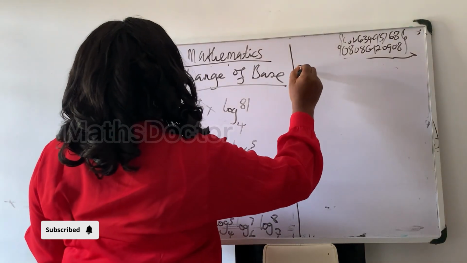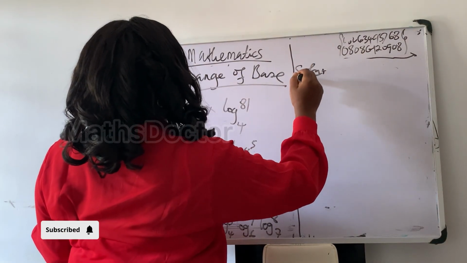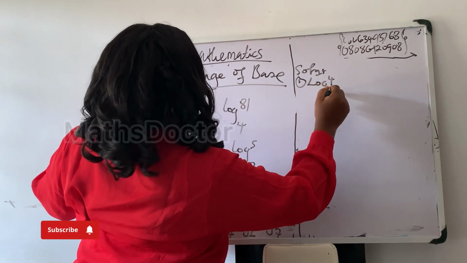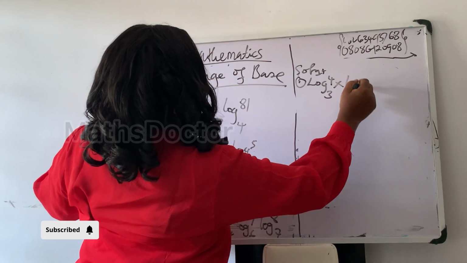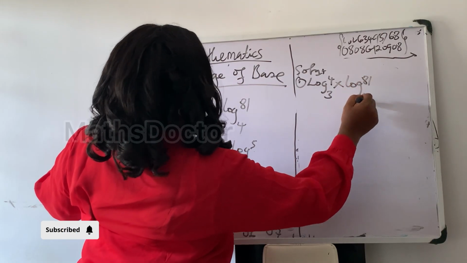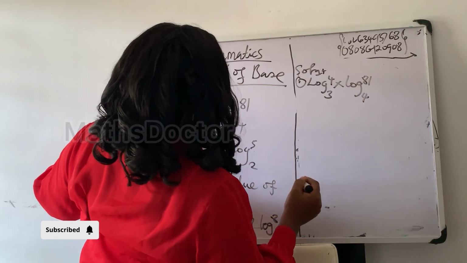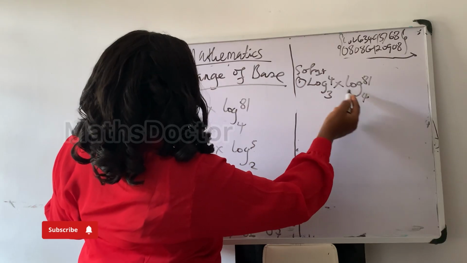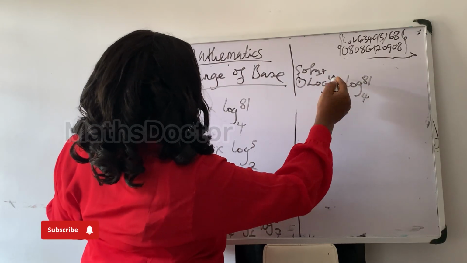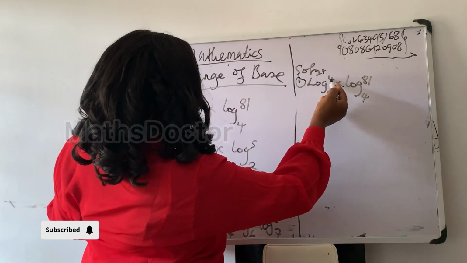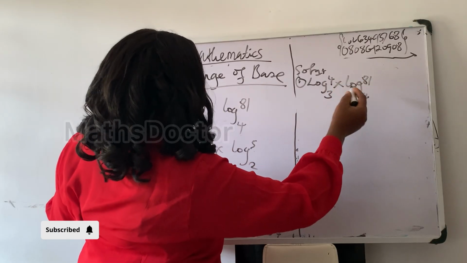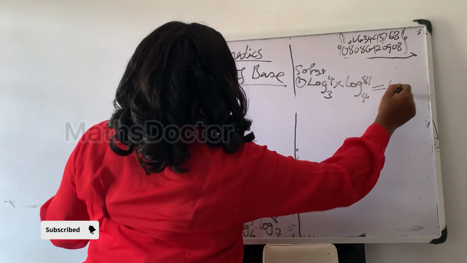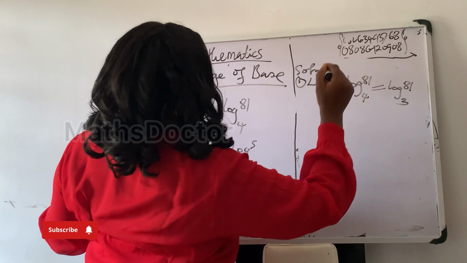Solution. We have the first one, log 4 to base 3 times log 81 to base 4. If you followed attentively the rule adopted, you see that here is 4. We are going to eliminate the repetitions, numbers that repeat themselves, like here we have 4, here we have 4. So it becomes equal to log 81 to base 3.